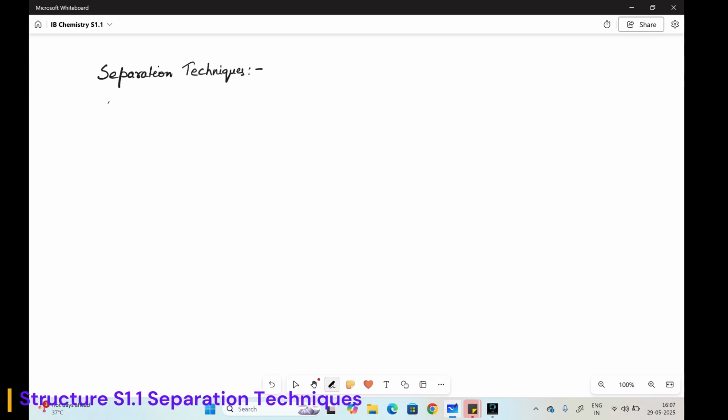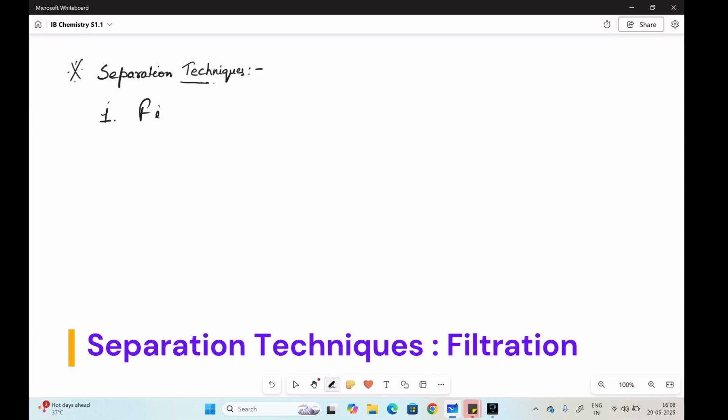So now let's discuss separation techniques. In the previous section we discussed what matter is, the three types of matter, element, compound, mixtures, and how a mixture is formed, homogeneous and heterogeneous. Now in this section we are going to talk about how we are going to separate these mixtures. So first let's begin with filtration.